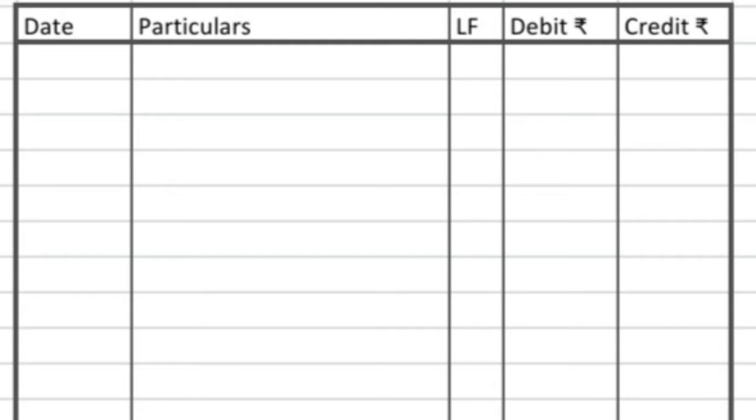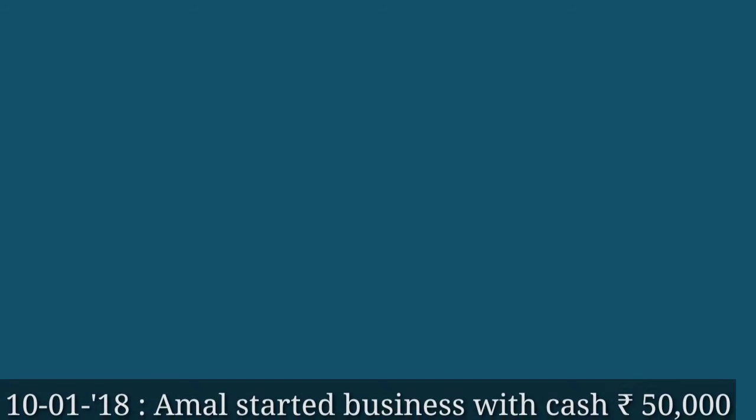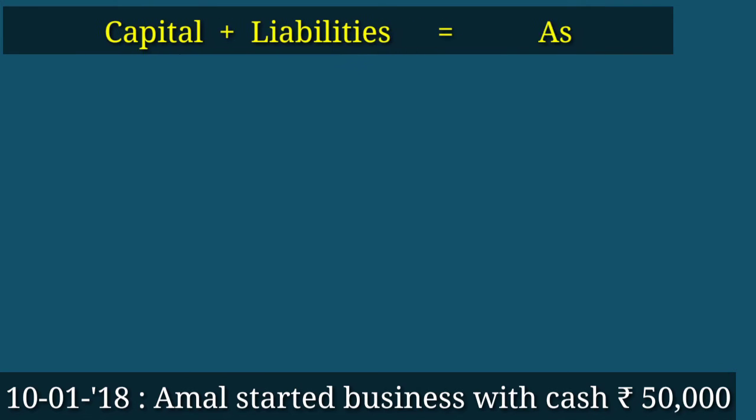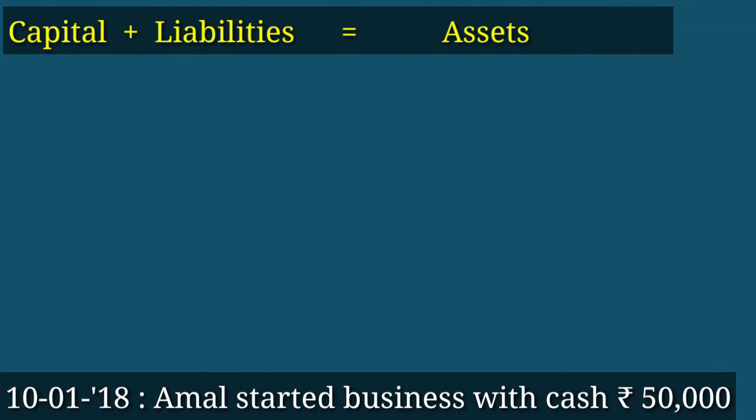This is the format of the journal. First column date, second particulars column, third LF column, fourth debit amount, and fifth credit amount. Right. Let's start the question. On 10th January 2018, Amal started business with cash rupees 50,000. Here we are making journal entries through the accounting equation.